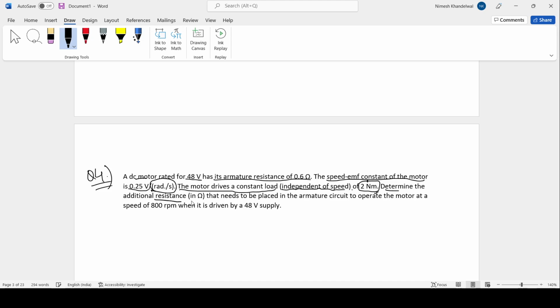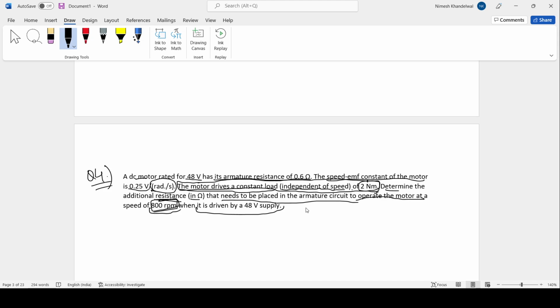Determine the additional resistance that needs to be placed in the armature circuit to operate the motor at a speed of 800 rpm when it is driven by a 48 volt supply. Let me break down the question for you a bit. What the question wants us to do is make the motor drive this constant load of 2 Newton meter at a constant speed of 800 rpm.